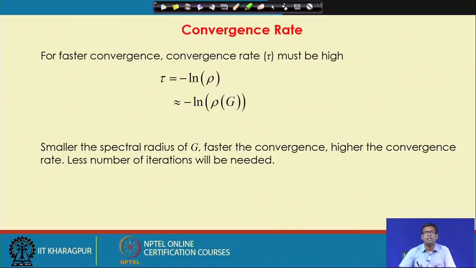So, we need to see that, and that will give an idea of how we can improve the convergence through splitting, and which one will give us faster convergence: Jacobi, Gauss Seidel, or some variant of it, for which we get a smaller spectral radius of G. If the spectral radius of G is equal to 1, there is no convergence. I minus G is singular, so it cannot converge. If the spectral radius of G is less than 1, it will converge. The spectral radius is the modulus of the eigenvalue, so it cannot be negative.